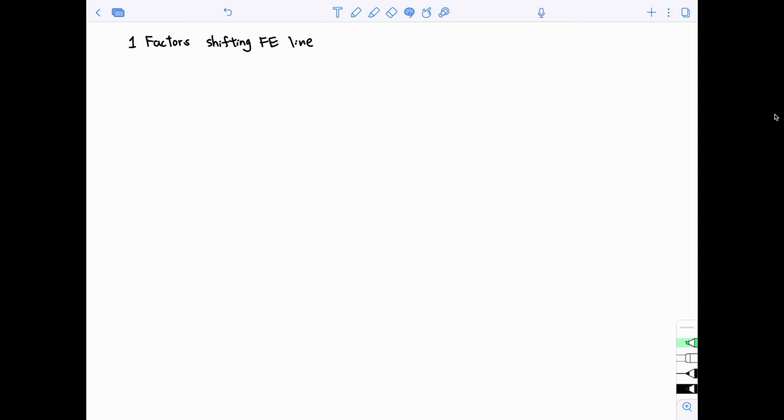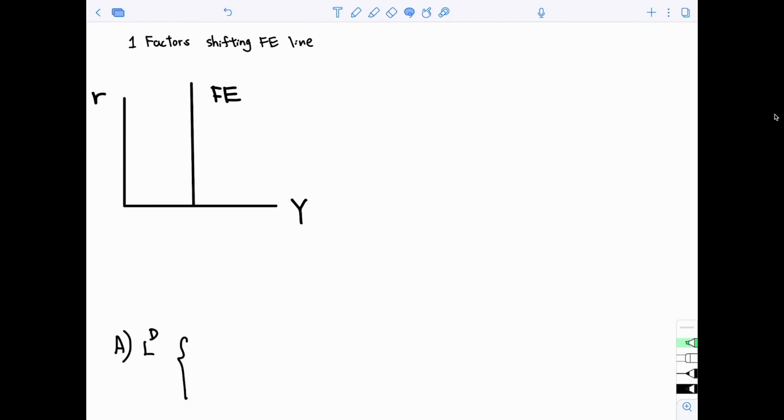Now let's elaborate on what we just discussed in graphs. To begin with, when we look at the full employment line, it is a vertical line on a plot where the vertical axis is R and the horizontal axis is Y. When we want to look at the factors shifting the full employment line, we want to explore, when some shock occurs, how it affects the labor demand and the labor supply. So now let's first take a look at the labor demand.